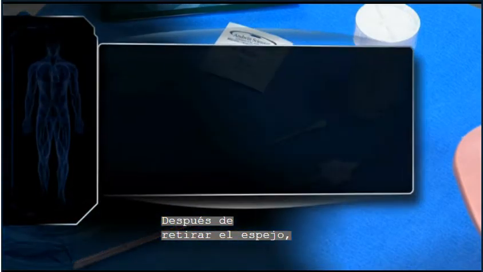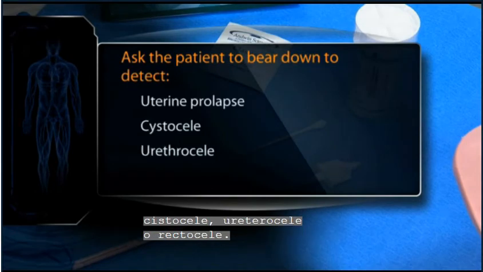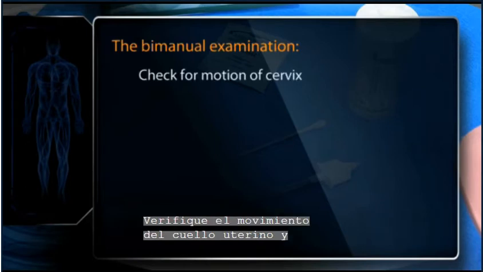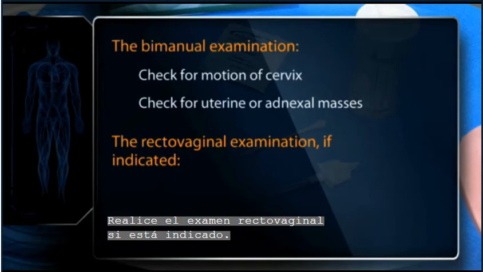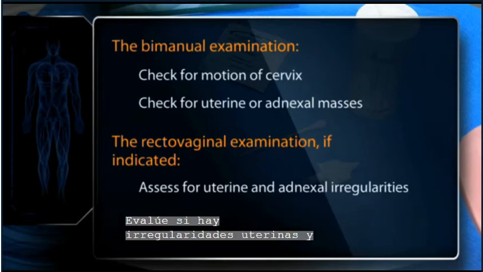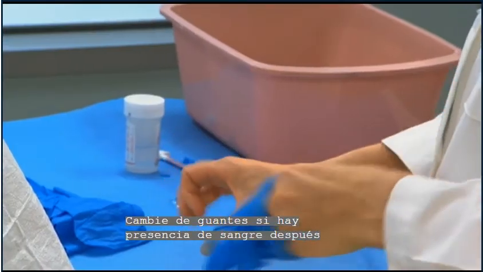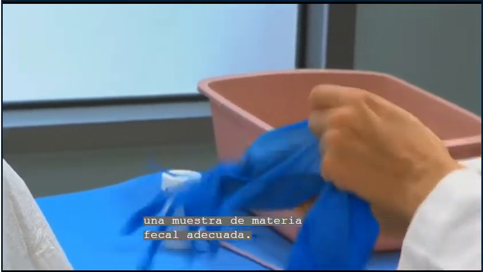After removing the speculum, ask the patient to bear down to detect uterine prolapse, cystocele, urethrocoele, or rectocoele. Perform the bimanual examination. Check for motion of the cervix and for any uterine or adnexal masses. The ovaries should be non-palpable. Perform the rectovaginal examination if indicated. Assess for uterine and adnexal irregularities through the anterior rectal wall and check for rectal masses. Change gloves if blood from the bimanual examination is on the examining glove to obtain an accurate stool sample.